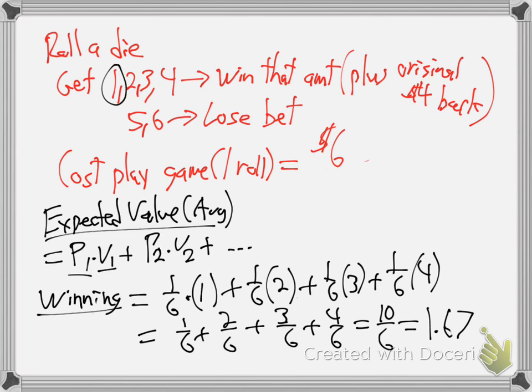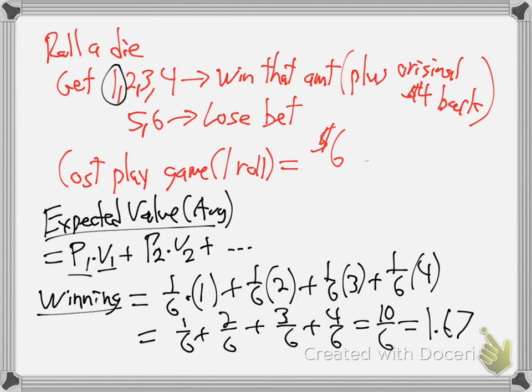So the average you'd be winning is $1.67. That's what that means. That means on average playing this game, you will win $1.67. And that's just your winnings, that doesn't take your costs into account. Exactly. Is everybody okay with just the math calculation so far?